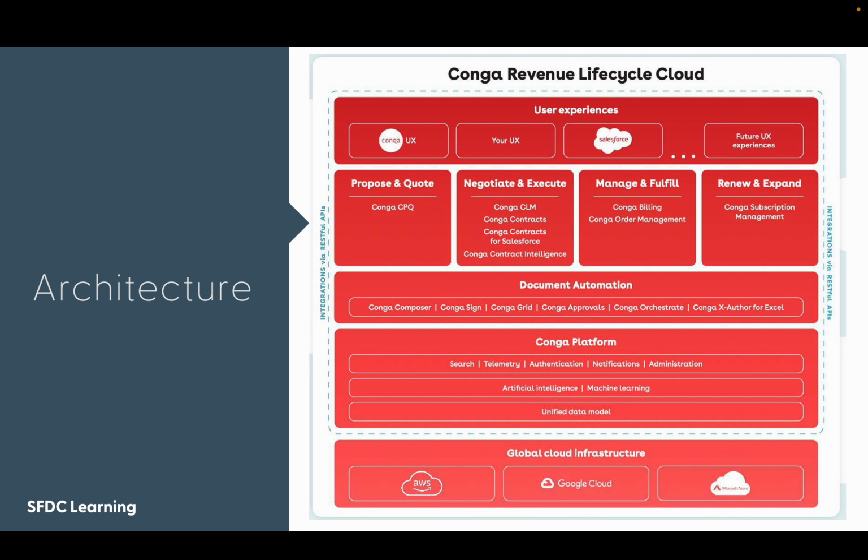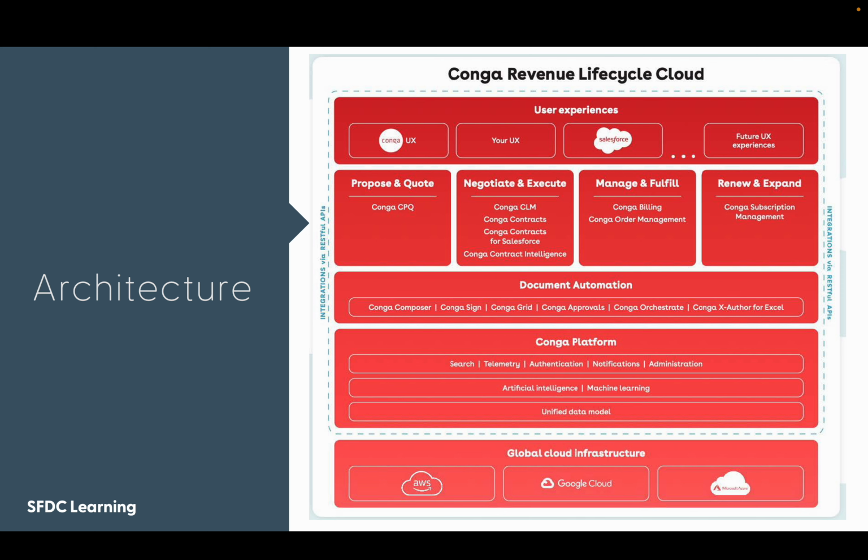Okay, so what does this mean, right? On any UX experience, on any clouds like Google Cloud, AWS, or Microsoft Azure, now Conga's solutions are available. Okay, how do you use that then?